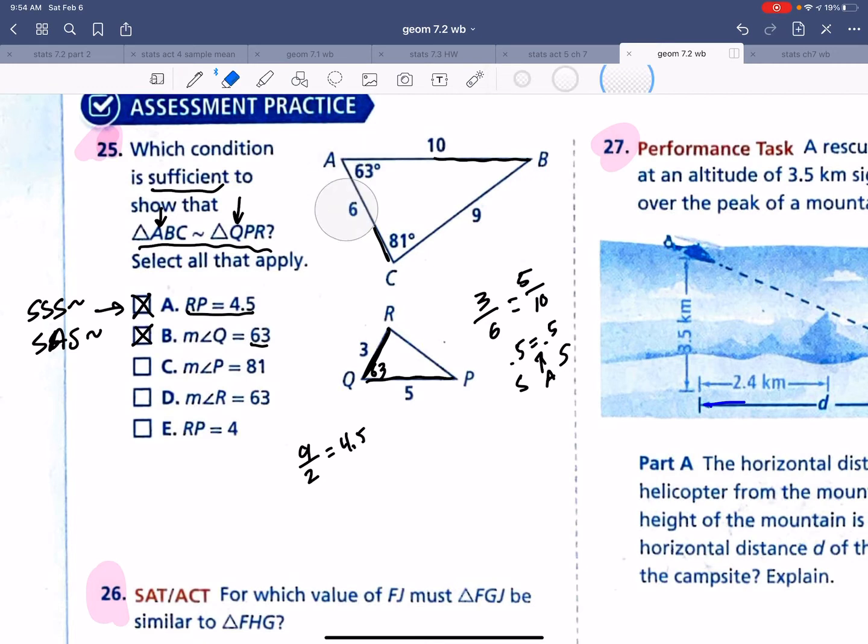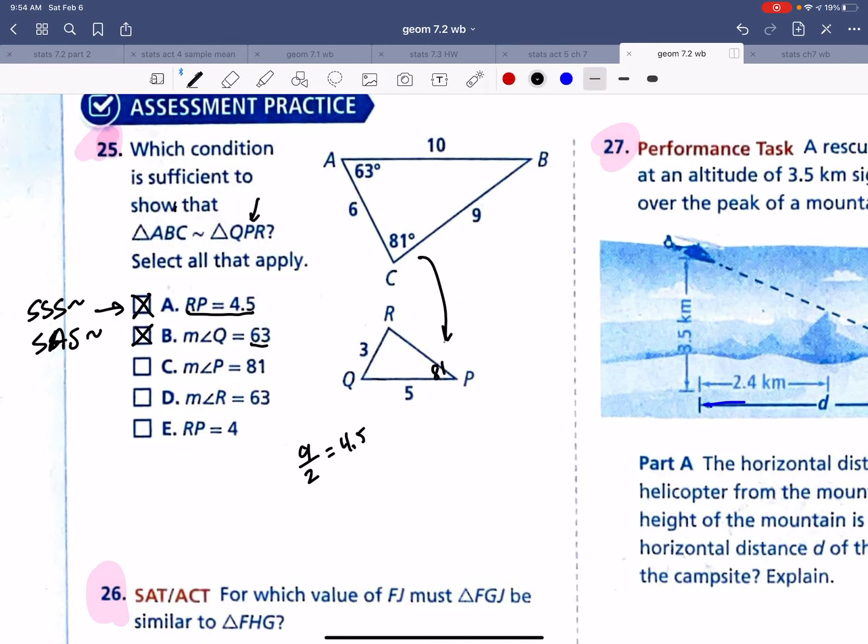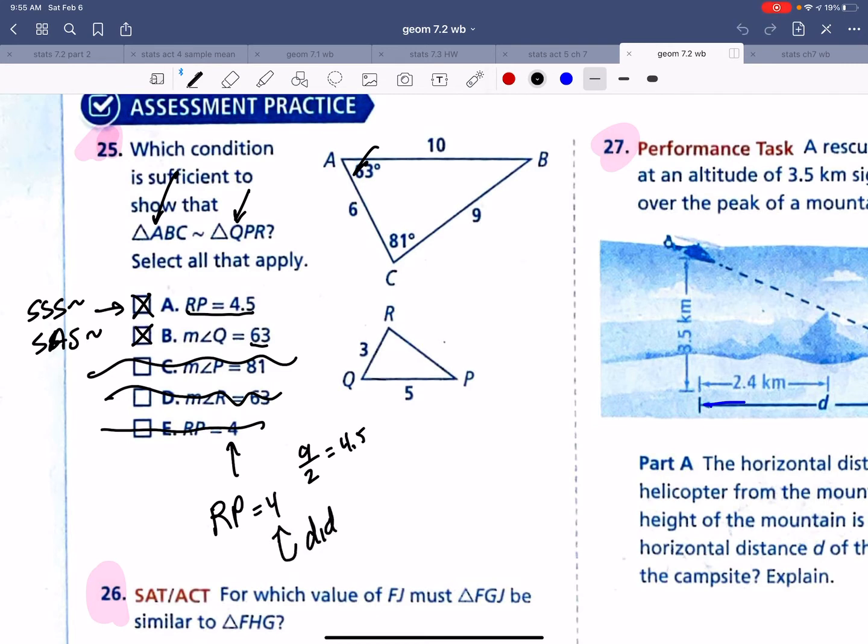What if angle P was 81? Okay, if angle P, wait a minute. If angle P was 81, P is in the middle and B is not, like that matches with C. So that's going to be bad. What if R is 63? So we have A is 63. So we need Q to be 63. So that won't work. And we know this one doesn't work because we need RP to be 4. That would make a different ratio. And we need them all to be the same ratio.